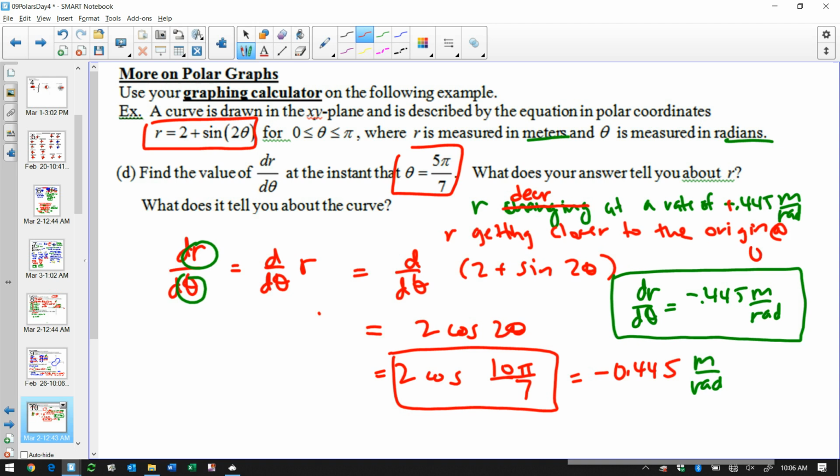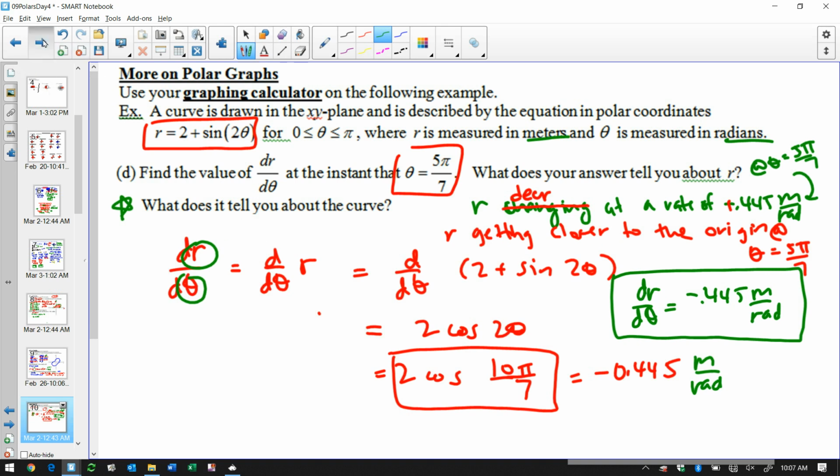Oh, let me make sure you understand this. Only at theta equals 5 pi over 7. Sorry, we need to add that in. It happens at theta equals 5 pi over 7. Okay. At other angles, it might be different. But when theta is equal to 5 pi over 7, R is decreasing at a rate of 0.445 meters per radian. And what that means is R is getting closer to the origin. Can you do that? That R is getting closer to the origin? That's what they're asking you for. I think this is a little bit vague here, but it was on the AP test. That's what they expected students to say.